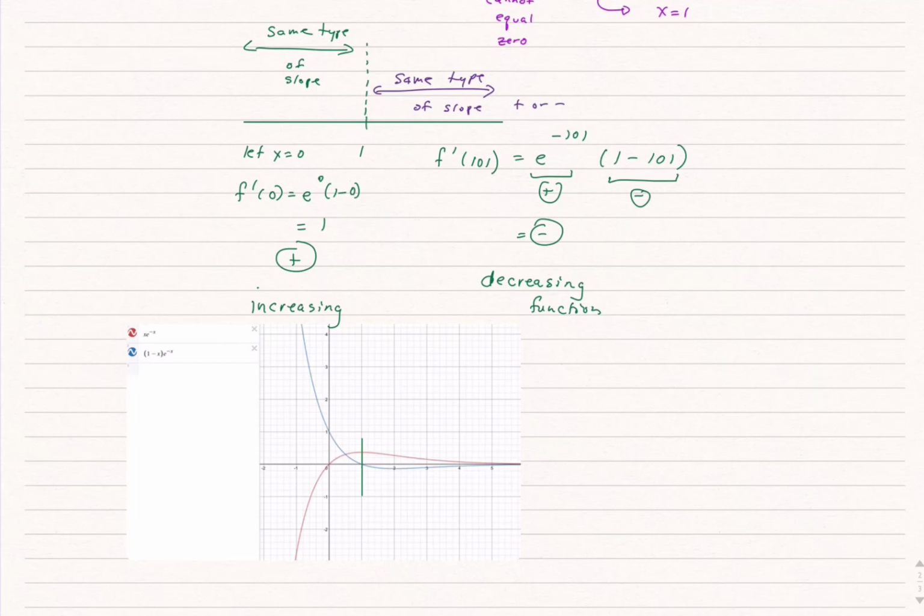Let's do another example. Let's look at the example f of x equals 2x to the third plus 3x squared plus 1. To find when the function is increasing and decreasing, we need to find the critical points again. And again, we're finding them by setting the first derivative equal to 0 to find out when it's 0 or when it's undefined. The first derivative of this function is 6x squared plus 6x.